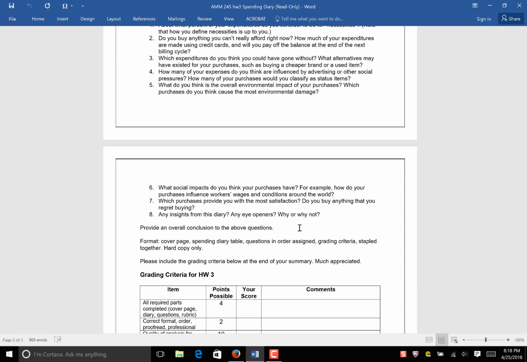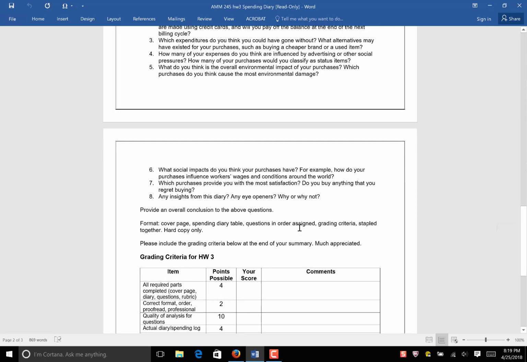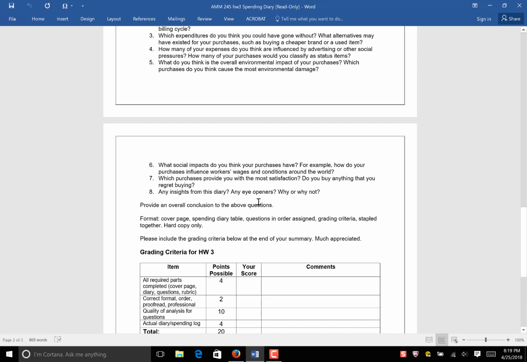Which purchases provide you with the most satisfaction? Did you buy anything that you regret buying? Any insights from this diary? Any eye-openers? Why or why not? And then you're going to provide an overall conclusion to the above questions. So you're basically going to re-summarize and end it with a reflection.